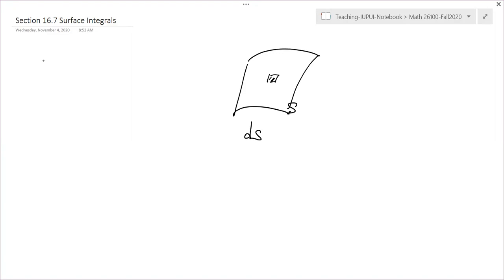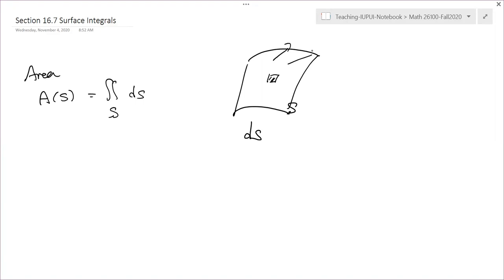Then you can define the area, compute the area. The area of the surface is going to be the double integral of dS over the surface. Now we can define this in an abstract way.